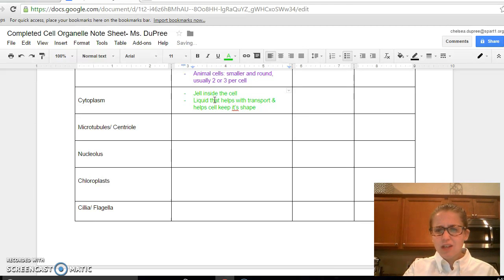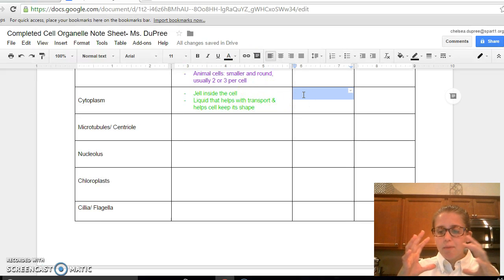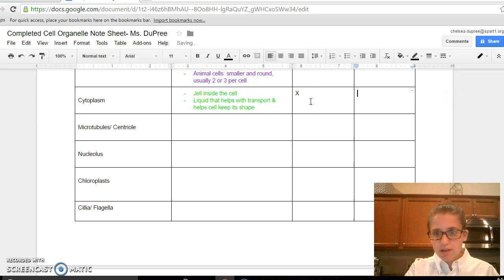Remember we talked about that cell membrane? He's very, very fluid, and the cytoplasm helps to keep him expanded so that he doesn't get too squishy. Okay? And all of our cells have cytoplasm. Plant cells, animal cells, prokaryotic cells, they all have cytoplasm.